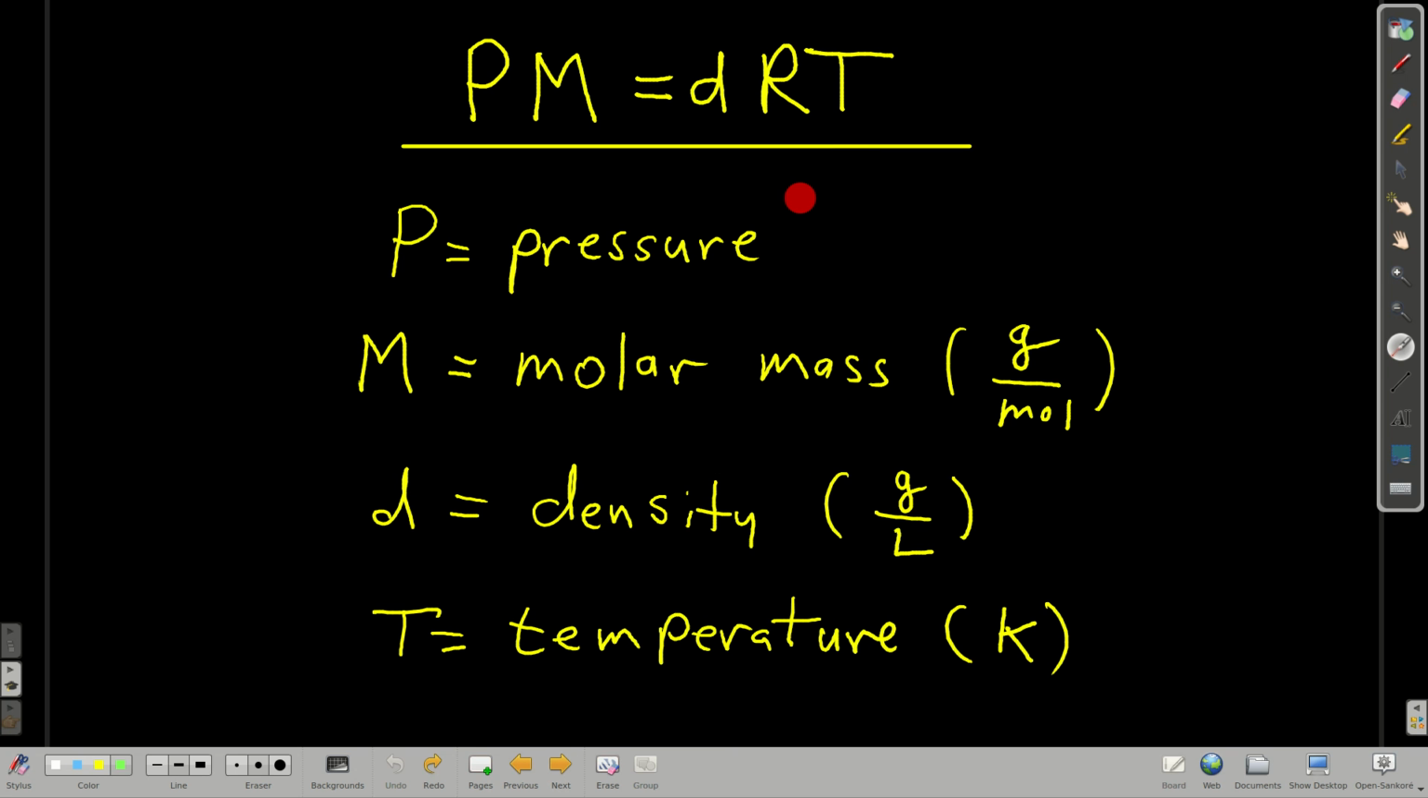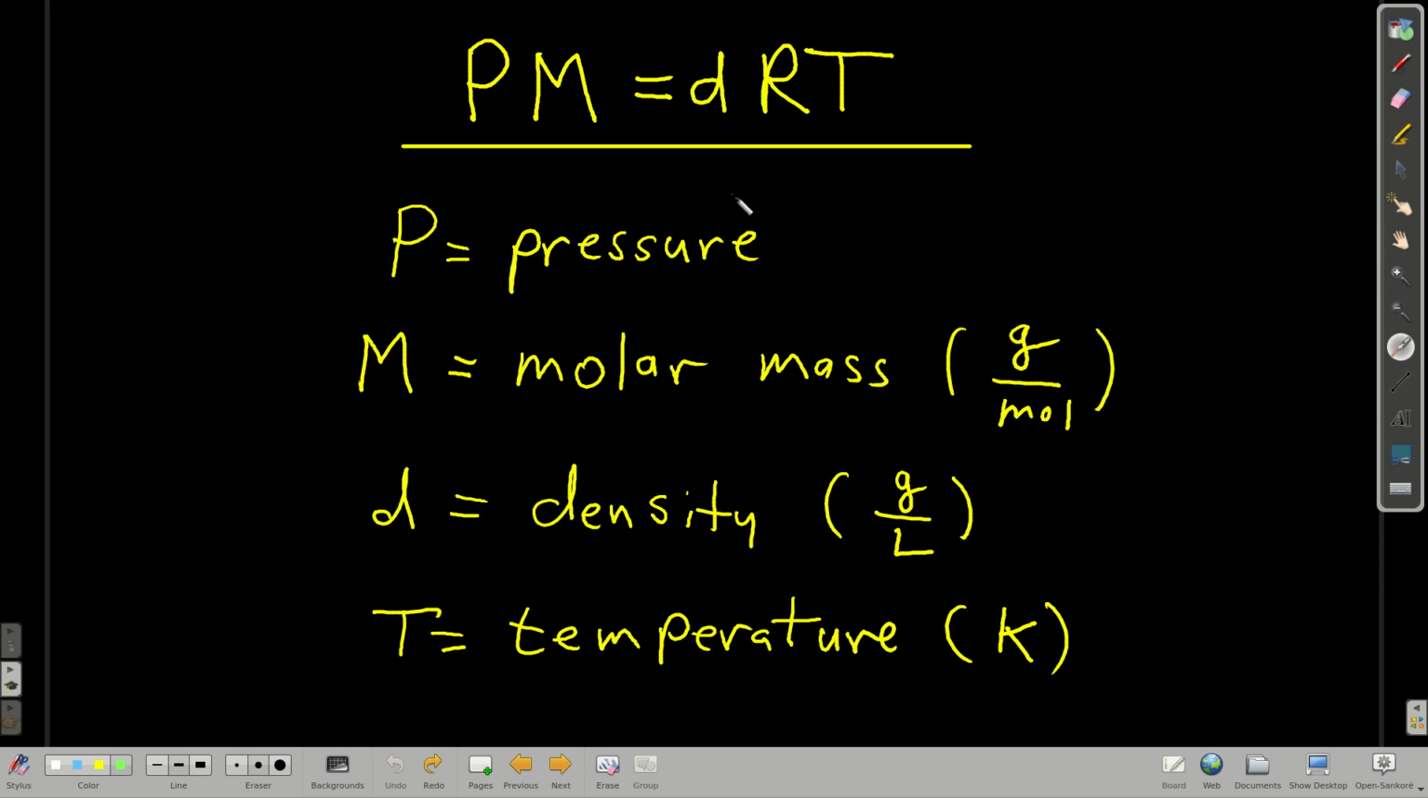Now here's another form of the ideal gas law. PM equals DRT, and this is really pretty cool. Okay, so here P is pressure, and again the units of pressure depend upon what units of R you use, just like before. M is the molar mass of the gas, grams per mole. D is the density of the gas. Now watch out, this is in grams per liter. We're really used to in chemistry dealing with grams per milliliter or grams per cubic centimeter. This is grams per liter. And T, again, is temperature in Kelvin.